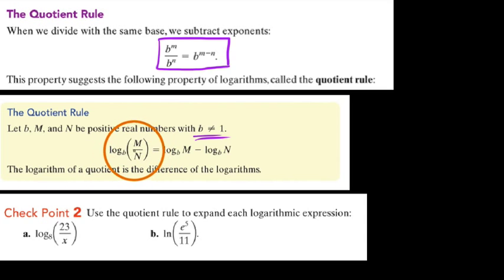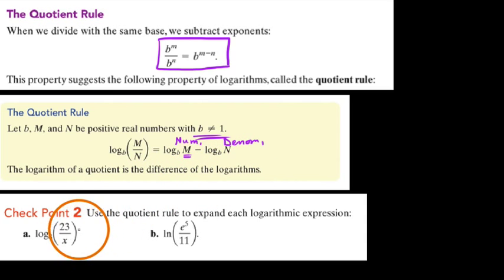Now when we see the log of a quotient, what we get here is this: log base b of m over n is log base b of m, which is the numerator in our quotient here, minus log base b of n, which is our denominator in this quotient here. And order certainly does matter, okay? So we say the log of a quotient is the difference of the logs.